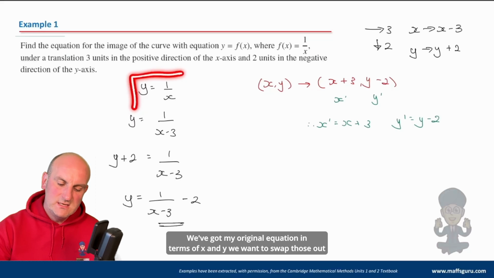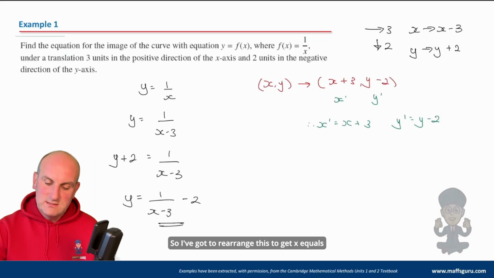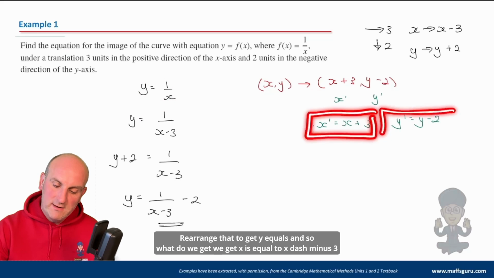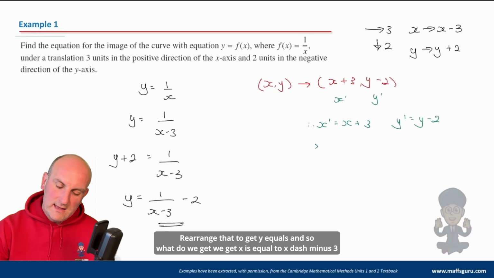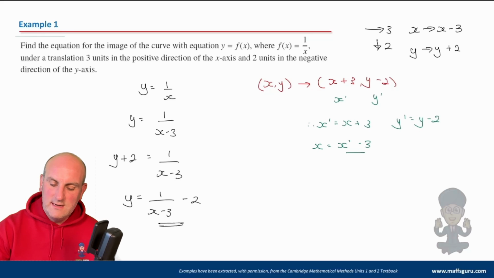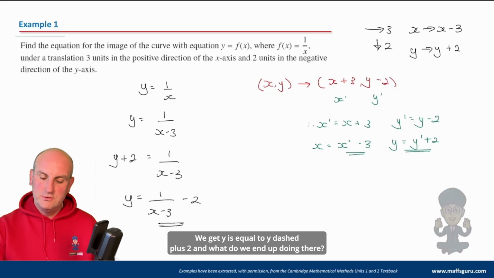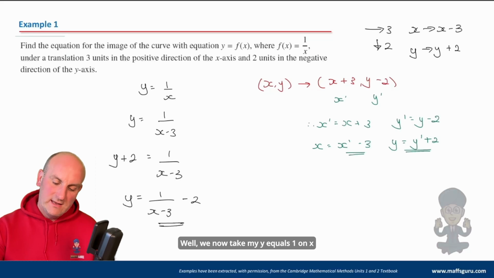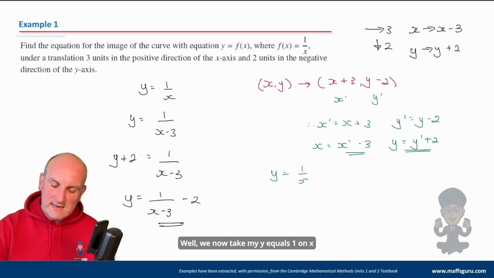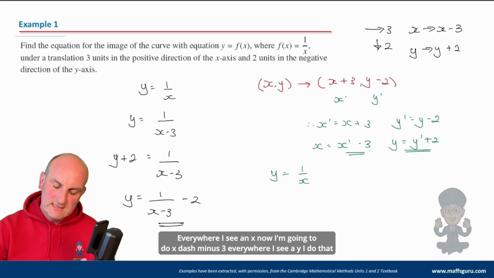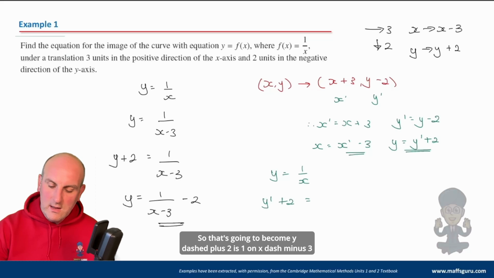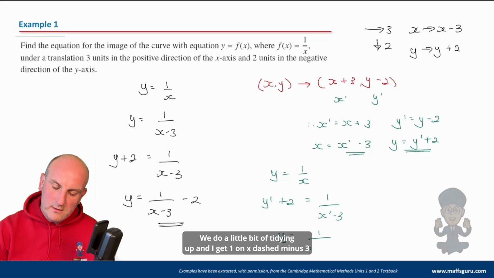Well, we've got my original equation in terms of x and y. We want to swap those out. So I've got to rearrange this to get x equals, rearrange that to get y equals. And so what do we get? We get x is equal to x dashed minus 3. We get y is equal to y dashed plus 2. And what do we end up doing there? Well, we now take my y equals 1 on x. Everywhere I see an x now, I'm going to do x dashed minus 3. Everywhere I see a y, I do that. So that's going to become y dashed plus 2 is 1 on x dashed minus 3. We do a little bit of tidying up, and I get 1 on x dashed minus 3 minus 2.